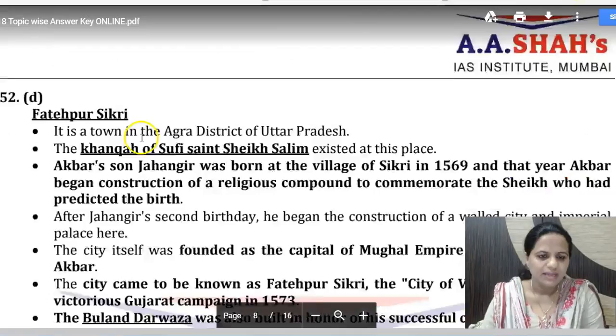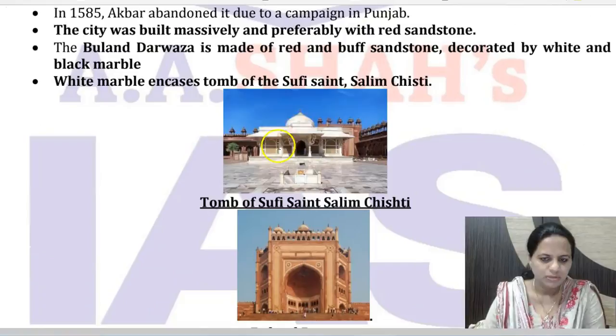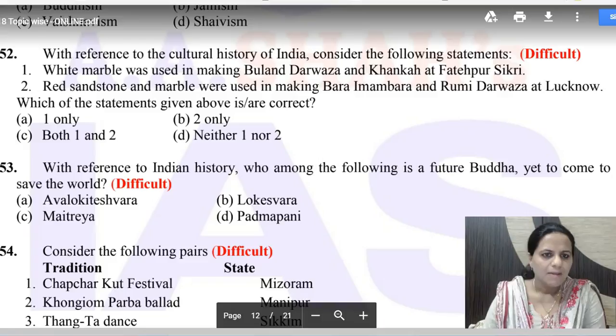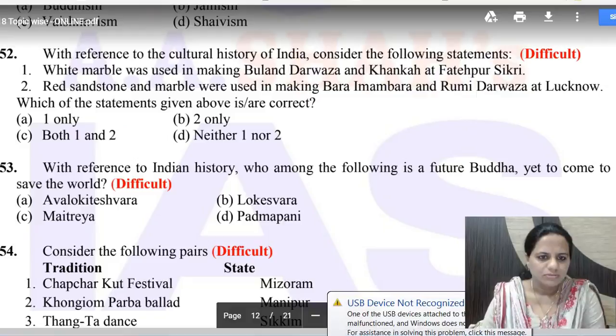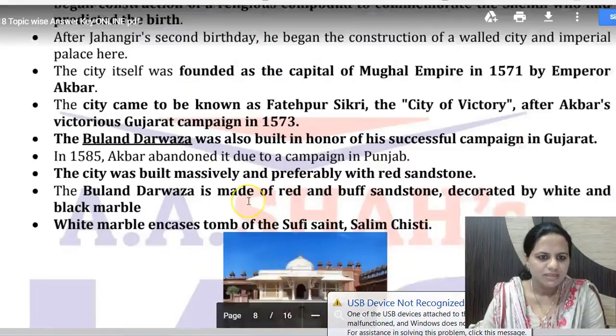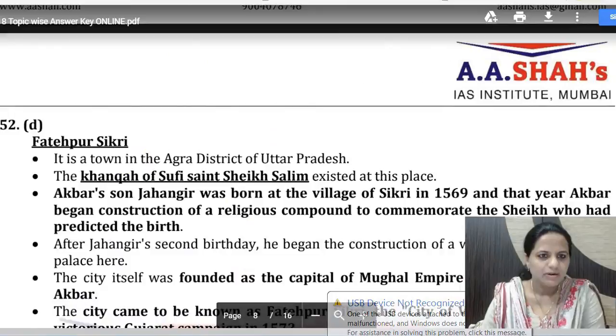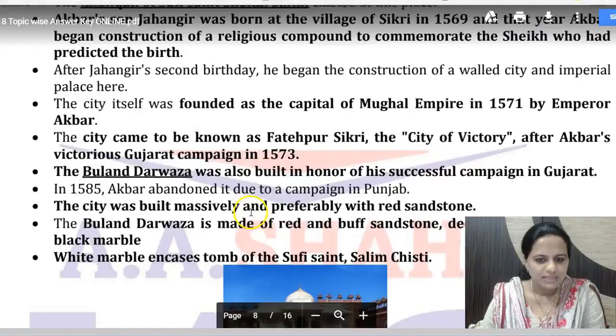So here again, for Fatehpur Sikri, the details are given. Marble is used here, but only for the Khanqah, the shrine in Fatehpur Sikri, not for the Buland Darwaza. And red sandstone for Bada Imambara and Rumi Darwaza, that is correct. So here the correct option is also red sandstone and marble, but marble was not used here. So 52, the correct answer is actually D.